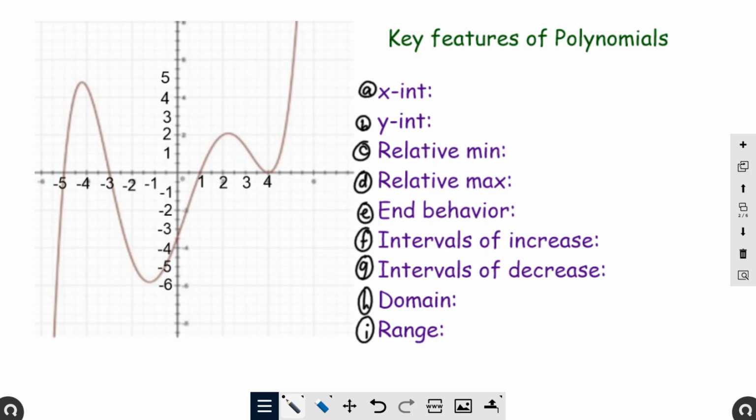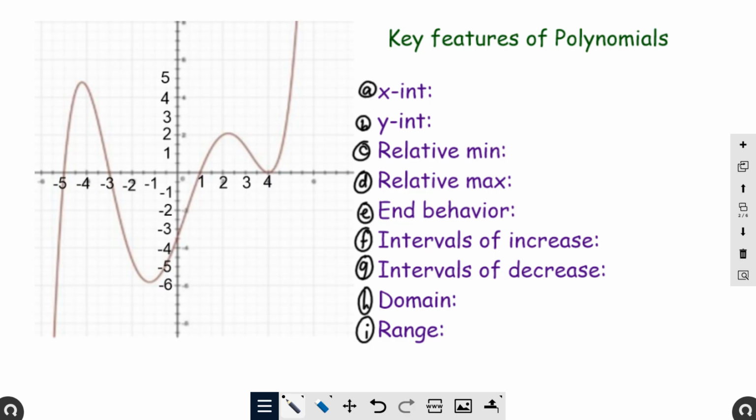When you do your homework, I have these drawn out for you. It's a worksheet, and I have all your 9 things listed. And when you take tests and quizzes, I will list these 9 things out so you can just write in what they are. Okay? So, first on our list is x-intercept.